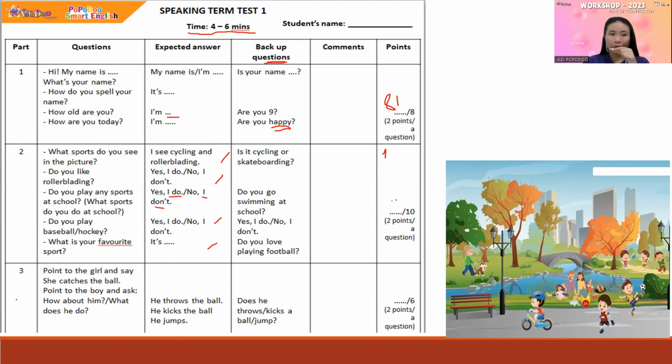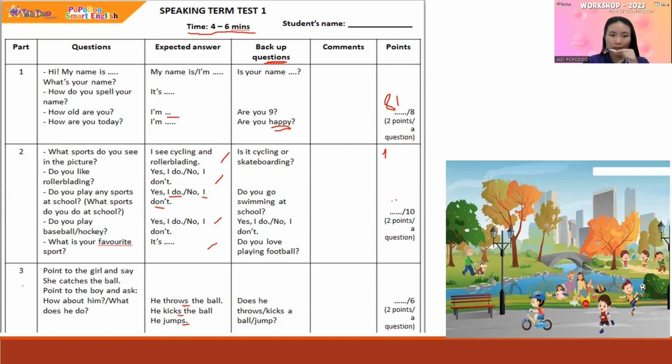For part 3, you need to continue with the speaking pictures here, and you need to point to the girl and say, she catches the ball. How about this boy? What does he do? So the student answers: he throws the ball, he kicks the ball, or he jumps. There's a tendency that students will forget to put an S here. Yes, it's normal for students to forget the S.